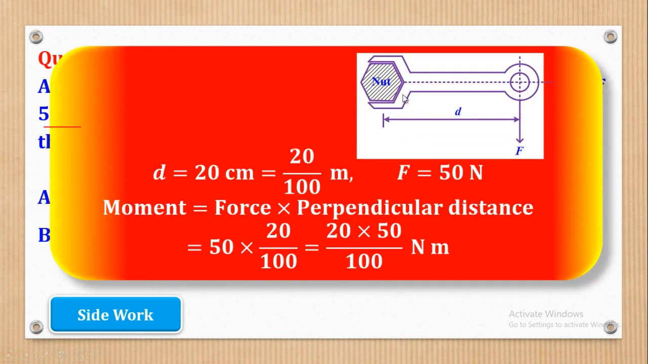So this is our spanner, this is the nut, and we say that a force is applied at right angles to this spanner. So therefore this F will be now 50, and this length of the spanner will be the perpendicular distance. Therefore D will be equal to 20 centimeters, but change to meters to become 20 over 100. Now we have force and we have the perpendicular distance, therefore we can get the moment. Moment, remember, is equal to force times perpendicular distance. Therefore force is 50, perpendicular distance is 20 over 100, and when we rearrange you'll come up with 20 times 50 over 100.